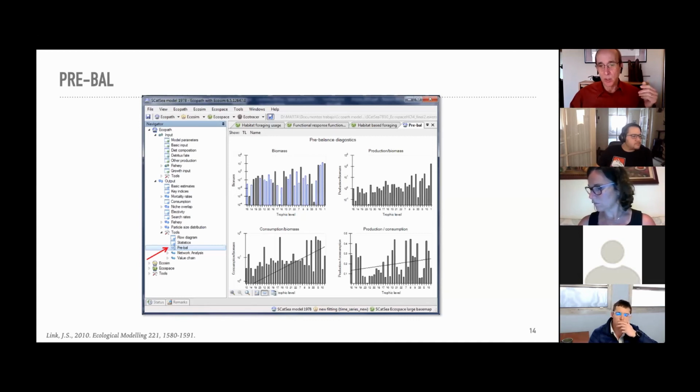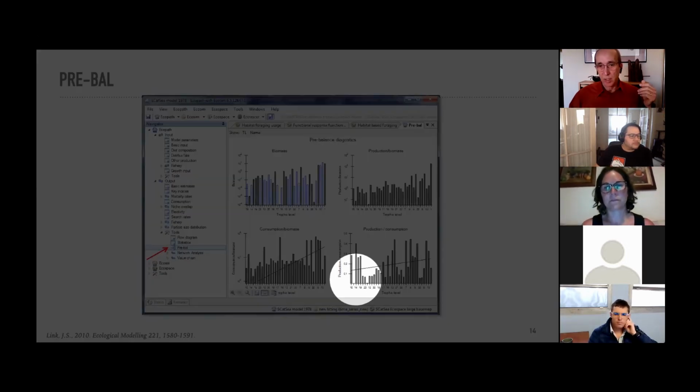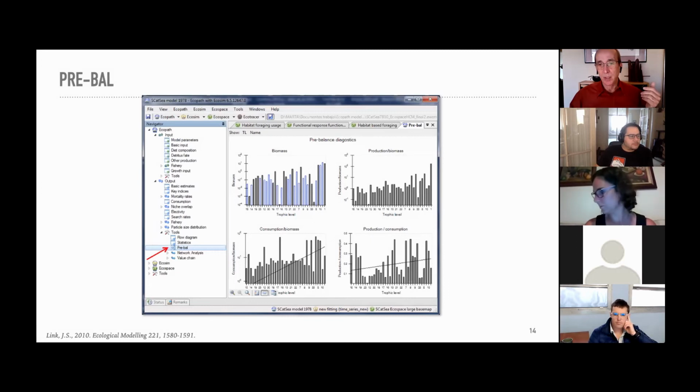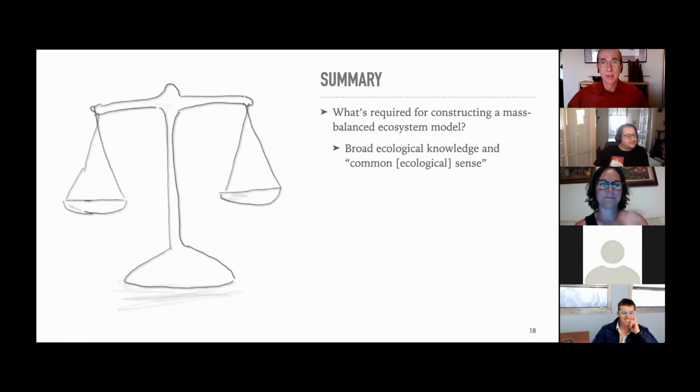Like the production consumption ratio, we would expect that if you are at a low trophic level, you're probably a smaller organism, and therefore you should have a higher production consumption ratio than if you are a big predator. What's required is common ecological sense. You need to have an idea about how things relate to each other. And you get that from looking at models, looking at the data in there, including balancing the model when it doesn't balance. So that's where I want to go now for the last half hour.